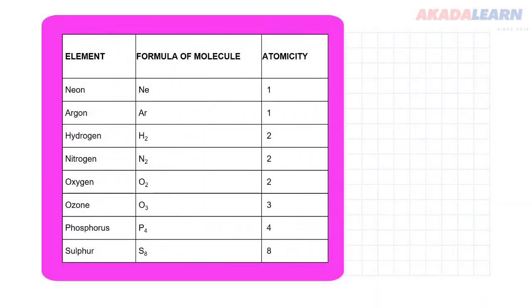Here, you can see examples of elements, the formula of the molecule, and then its atomicity. Neon has atomicity of 1, argon has atomicity of 1, hydrogen has atomicity of 2 because it comes as H2. Nitrogen also comes with atomicity of 2 because it comes as N2. Oxygen that comes as O2 has atomicity of 2, while ozone that comes as O3 has atomicity of 3. Phosphorus has atomicity of 4, while sulfur has atomicity of 8.